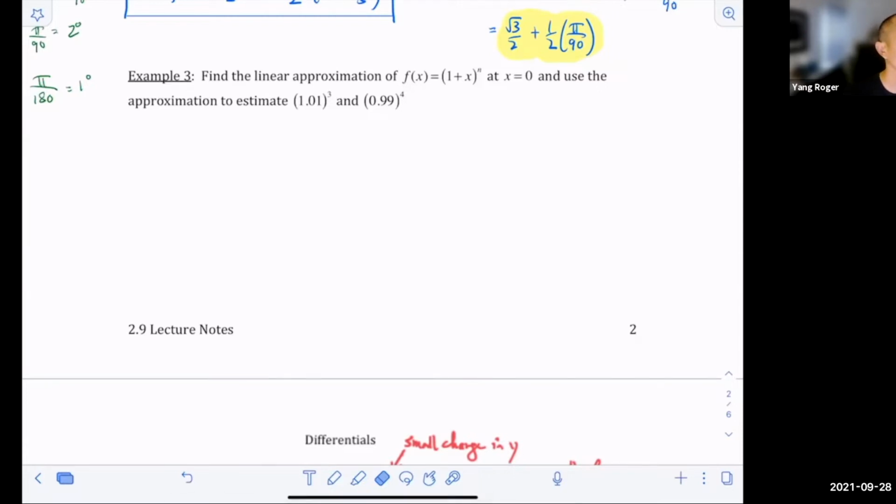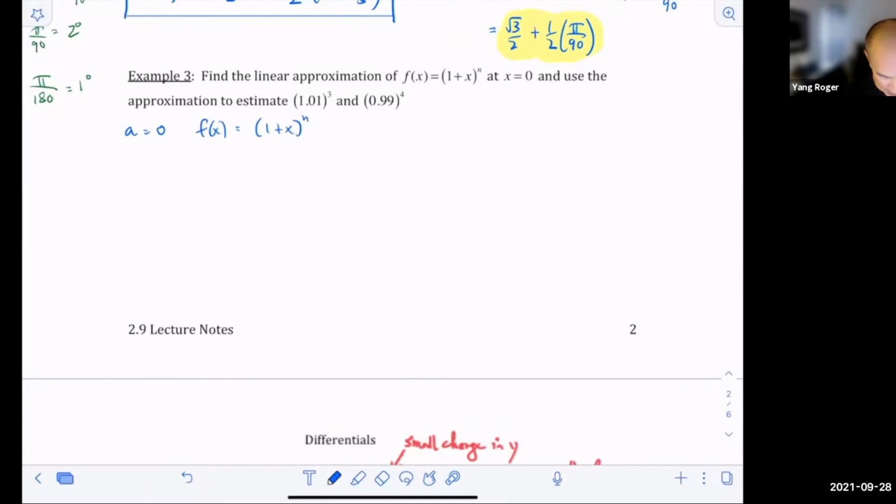So what does example 3 say? Example 3 says you want to find a linear approximation of this function at x equal to 0 and use the approximation to approximate each of these things here. So we're going to follow the same strategy that we had earlier. In this case, our a is equal to 0. Our f of x is going to be equal to 1 plus x to the n power.